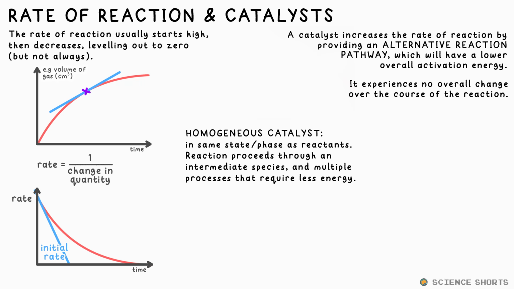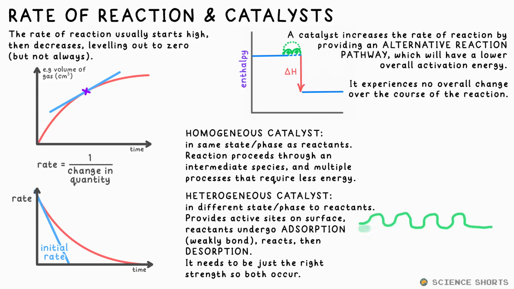If a catalyst is in the same state as the reactants, or we can say phase at A level, it's a homogeneous catalyst. In this case, the reaction proceeds through an intermediate species, which just means an atom, an ion, a molecule or something, with lower energy and usually involves multiple steps. Looking at an energy profile, this looks like a normal activation energy has been split into multiple steps, each with a lower activation energy, meaning particles are more likely to be able to have that energy and react.